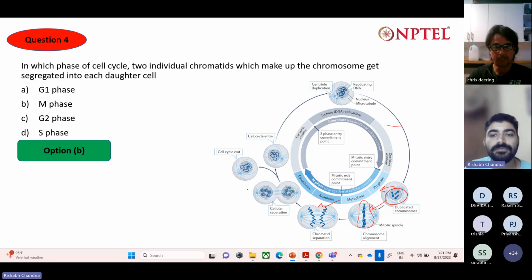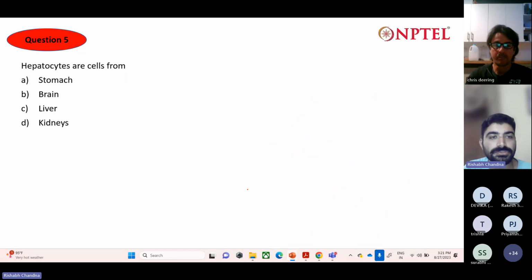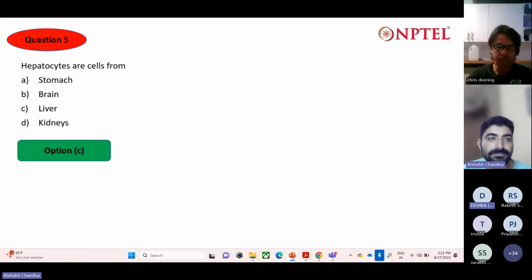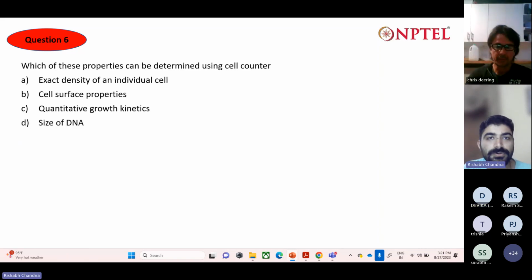If not, then we'll move on to the next question. Hepatocytes are cells from: stomach, brain, liver, or kidneys? Can anybody answer? Liver. Yes, liver is the correct answer. So let's move on to the next question.